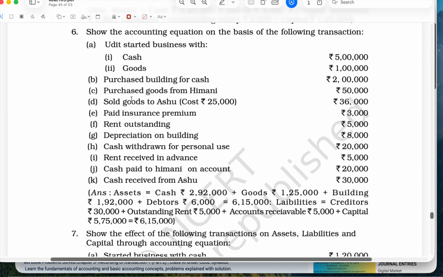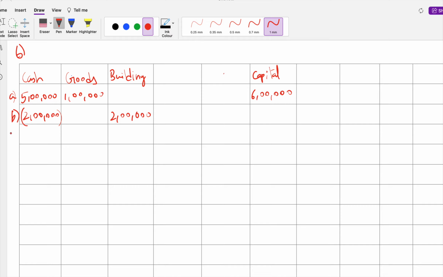Next one, purchased goods from Himani 50,000. So here the name is mentioned, Himani, right? So which means it is a credit purchase. So for 50,000, C will be goods purchased for 50,000 from Himani. It is a credit purchase. The company has to pay later. So he'll be our creditor.